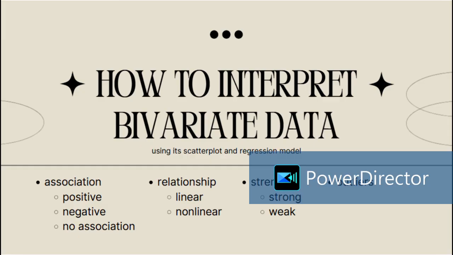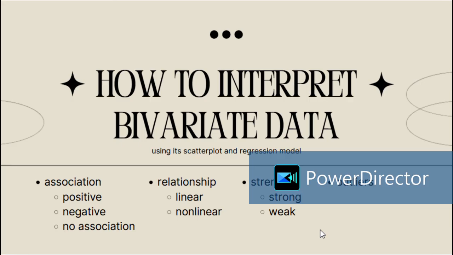There's 4 ways you can interpret bivariate data. There's association, which can be positive, negative, or no association. Positive slopes up, negative slopes down, and no association means it's a random scatter plot. A relationship can be linear or non-linear, so it either makes a straight line or it doesn't. A curved line does not work.